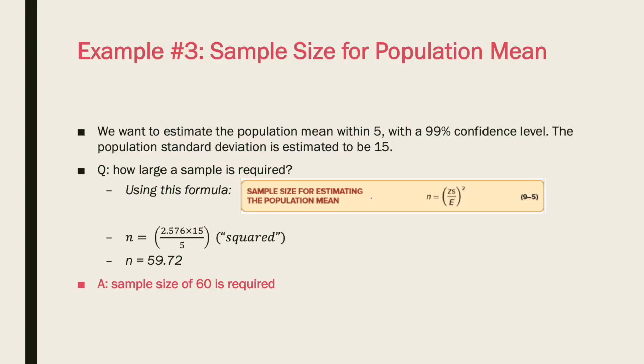Let me walk through one more example of calculating a sample size for a population mean. Suppose we want to estimate the population mean within 5, so that's my margin of error, with a 99% confidence level. We find that our population standard deviation is estimated at 15. How large of a sample is required? Using the same formula, for a 99% confidence level, our Z is 2.576. We multiply that times the population standard deviation of 15, and then divide by the allowed margin of error of 5. I was trying to do the formula in PowerPoint, and I couldn't get my squared to work, so then we take that value and square it. We would get an N of 59.72. Again, we're going to round up, and we would say a sample size of 60 is required.